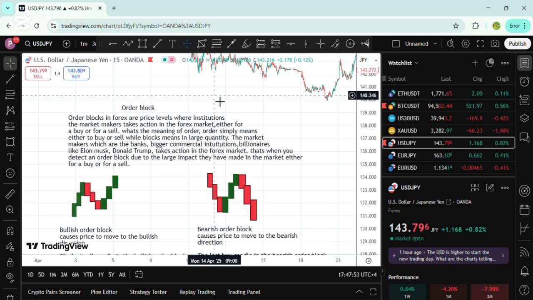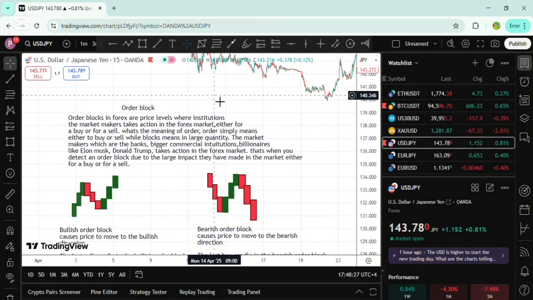So order block, like I just made the definition, is when the market makers, the big institutions, take order blocks in the market because their stakes are really high. The money they use in taking these orders is really high. So it causes a reaction in the forex market.